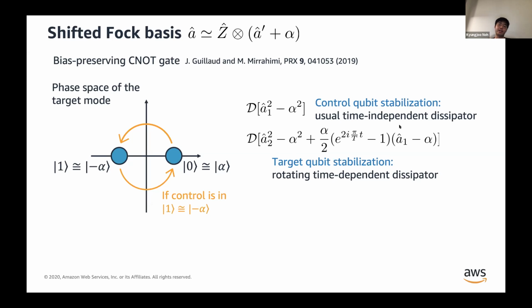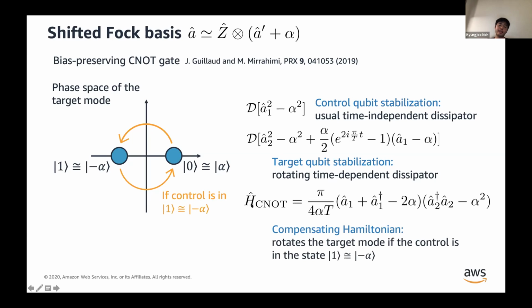But what's also important to realize here is that if we only rely on this dissipator, we should do this process really, really slowly to make sure that the system remains in the ground state manifold during this entire process. And for that reason, this gate could be pretty slow. And to compensate for those non-adiabatic errors, we can also add this compensating Hamiltonian, which is essentially doing the same thing of rotating the target mode only when the control is in the minus alpha coherent state.